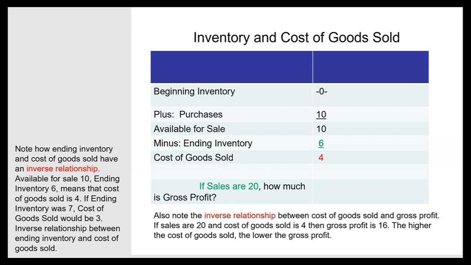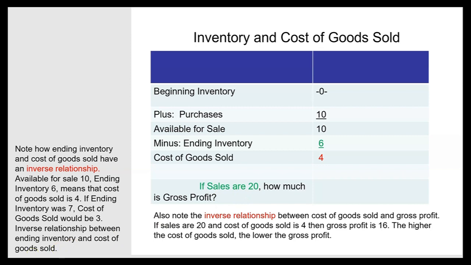So maybe you notice that there's also a direct relationship here between what? Ending inventory and gross profit. Because if ending inventory was 7 instead of 6, cost of goods sold would be 3 instead of 4. And then gross profit would be 17 instead of 16, assuming sales are constant at 20.